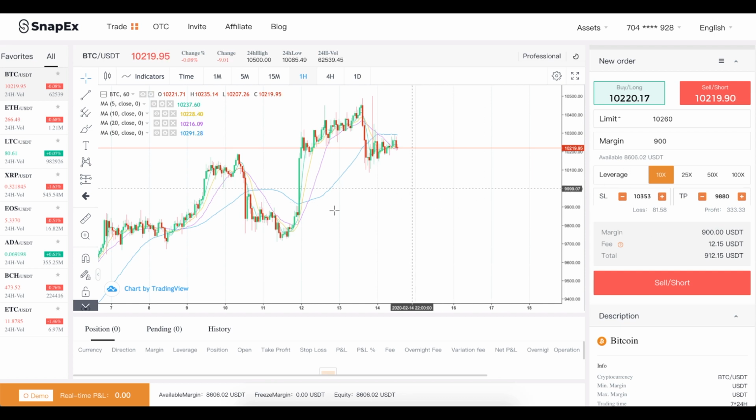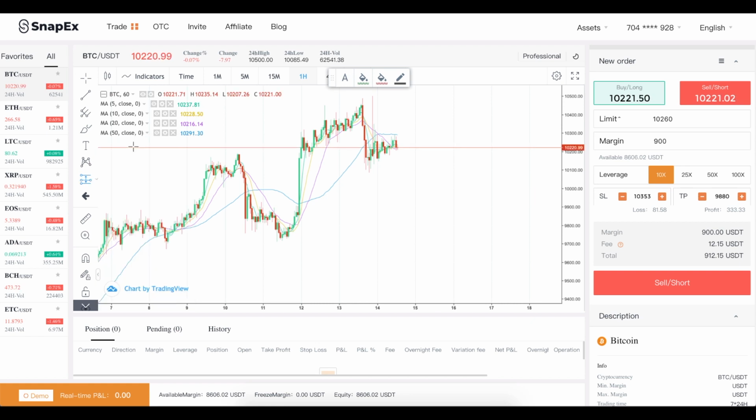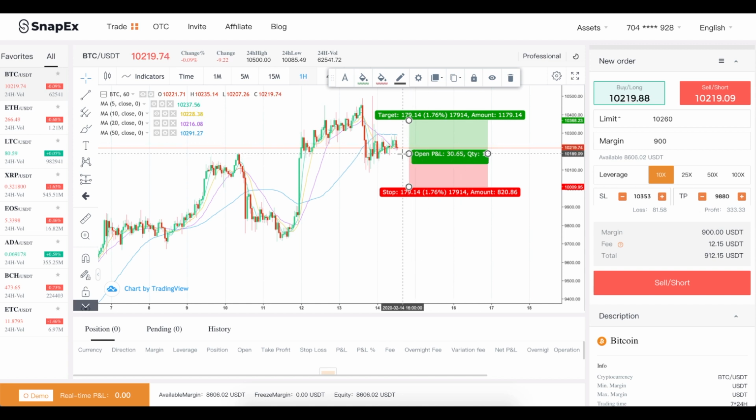So let's look at some of the examples. For instance, you may open the short or long position here. Here you can find these tools. Let's say you're opening a long position and you have this position open at 10,190.